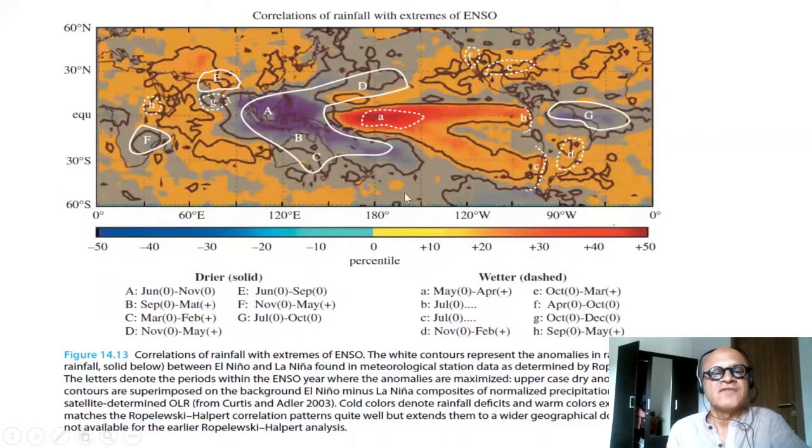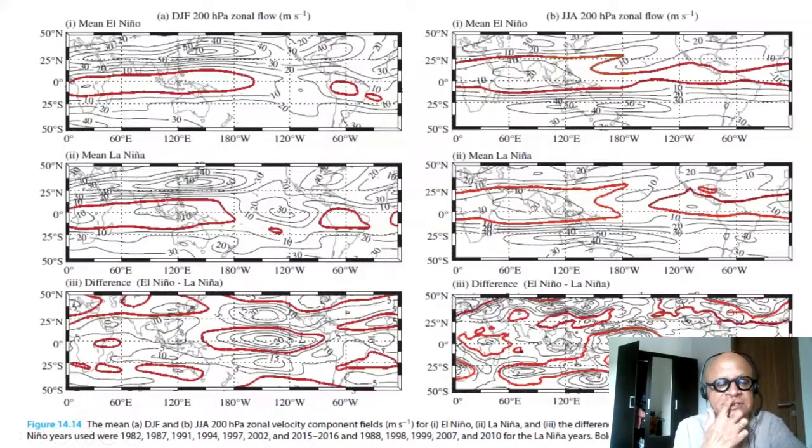Essentially, it tells you that if we look carefully, there are also anomalies all the way in the polar latitudes. So the El Nino does have real global influence, and those are the large-scale influences. If you look at the mean DJF and JJA 200 hectopascal zonal velocity components for El Nino and La Nina, and the differences between the two ENSO extremes using these El Nino years, then you can see what we had seen before.